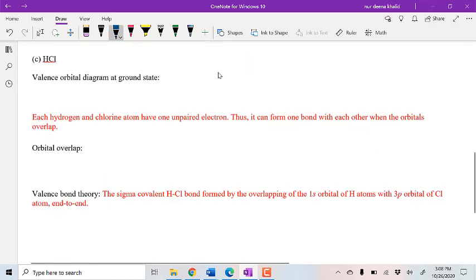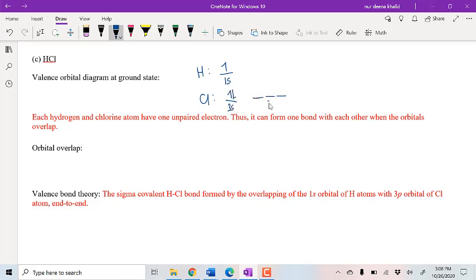Next, have a look at the hydrogen chloride molecules. So the valence orbital diagram for both atoms at ground state, for hydrogen we have 1s1, and then for chlorine we have 3s2 and 3p5. So here we can see that each hydrogen and chlorine atoms have 1 unpaired electron. Thus, when these two atoms overlap with each other, we will get one bond.